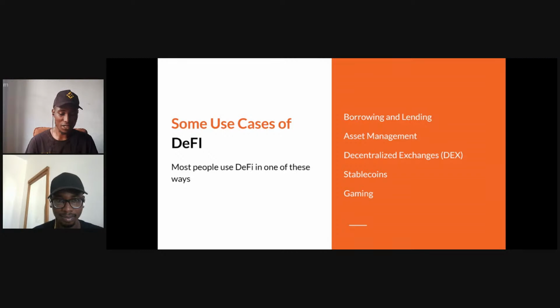The other use case of DeFi is stablecoins. Stablecoins are simply a class of cryptocurrency that are tied to a real world asset to reduce volatility. Stablecoins are intimately woven into the DeFi space. We have examples of stablecoins such as BUSD, Binance USD, and also USDT, which is very popular, Tether.